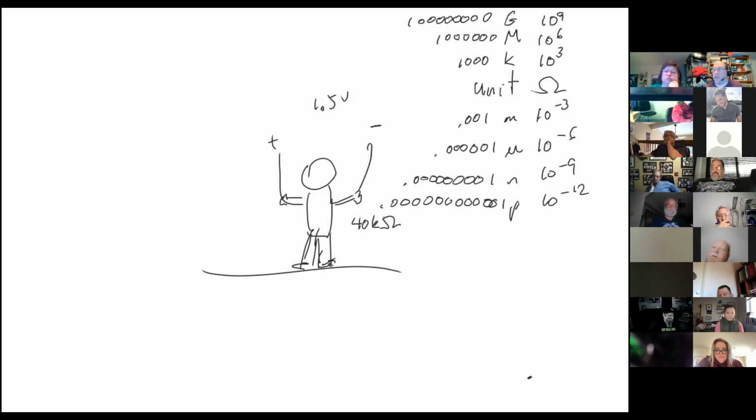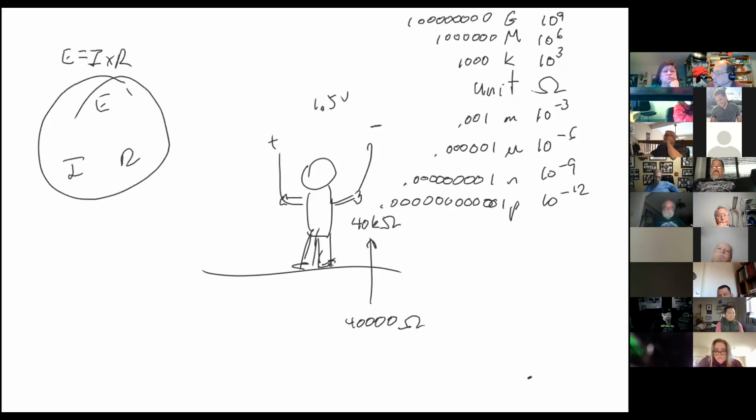So the reason we do that is because we don't want to carry all those extra zeros. They become kind of a pain in the neck to deal with. So if I have a resistance of 40K ohms, that's 40,000 ohms. I can also write it as 40K ohms. So now we're going to do Ohm's law on this. E is equal to I times R. E, I, R, like this.